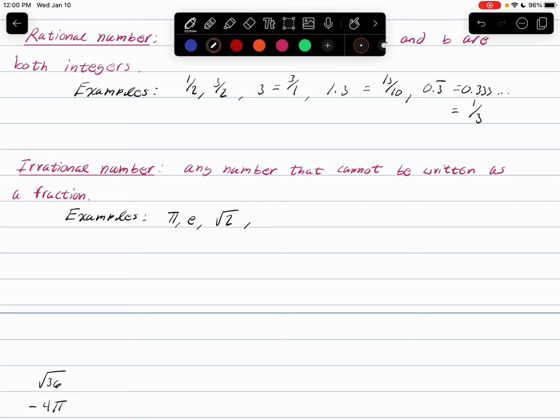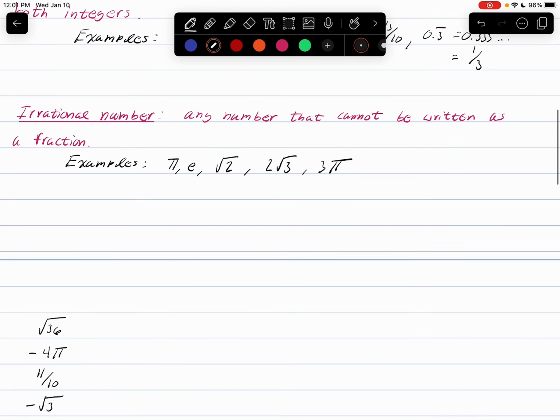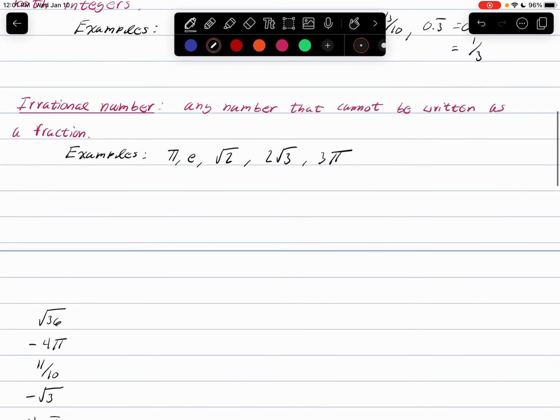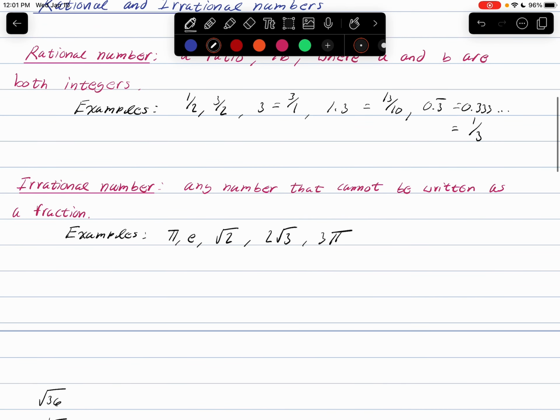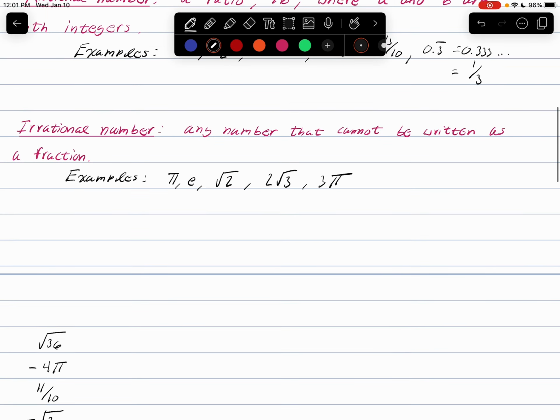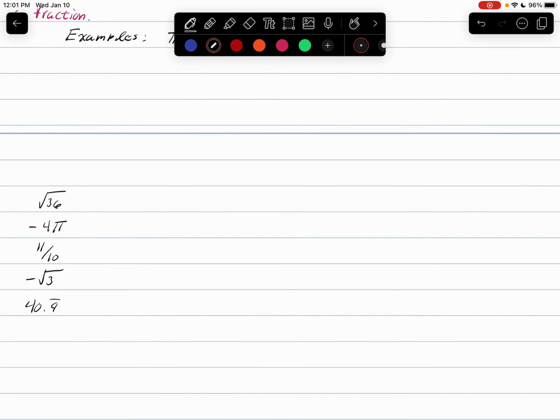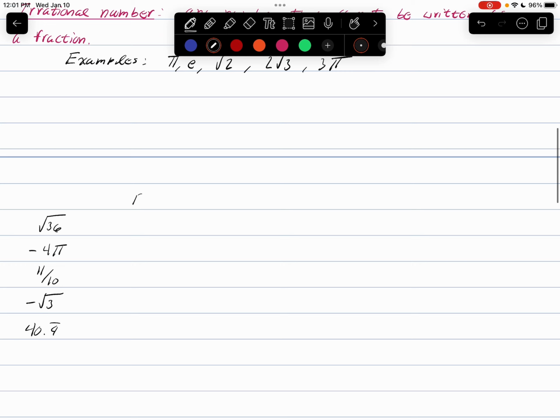We can also say the product of some non-zero integer and another irrational number is also irrational. So we could have something like 2 times the square root of 3, or something like 3 pi. So these are examples of irrational numbers. There's no way to neatly write them as a fraction. I guess you can define it by what a rational number is not, I suppose.